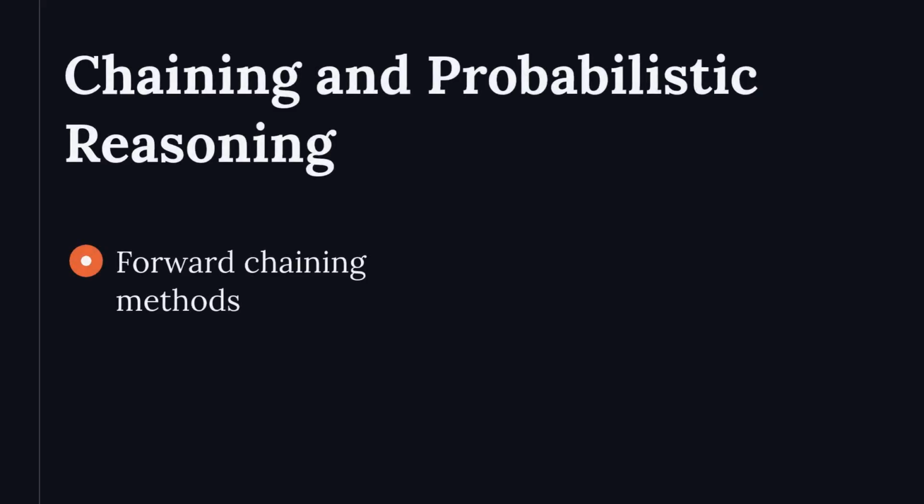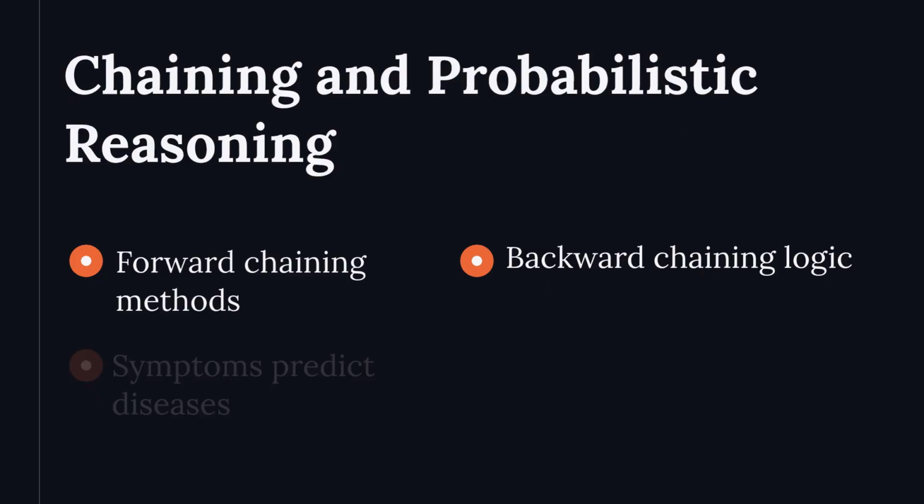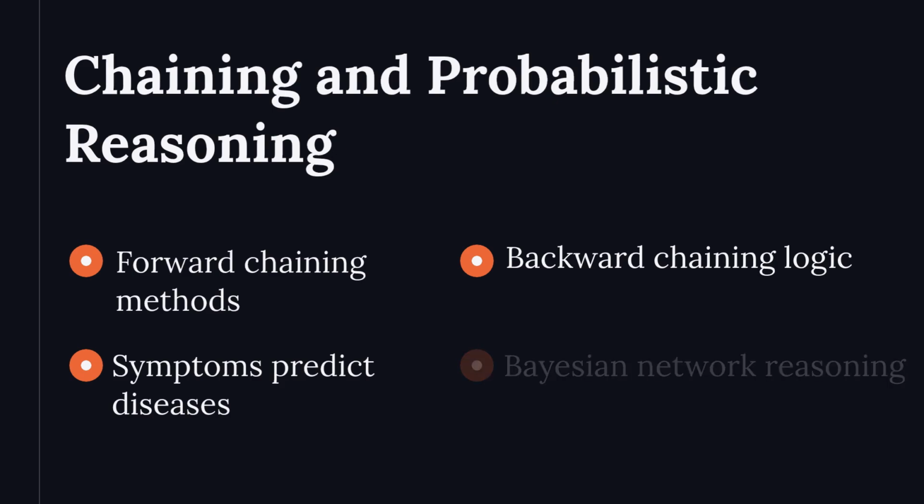Forward chaining and backward chaining are also presented as ways to address uncertainty. Medical diagnosis systems may use patient symptoms to predict diseases with associated probabilities, while automated planning systems may account for obstacles and delays. Bayesian networks are named as a probabilistic model used for such reasoning.